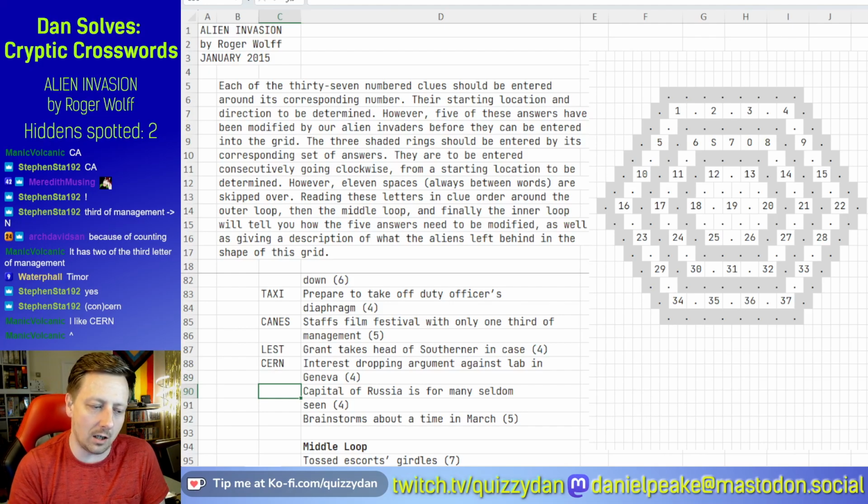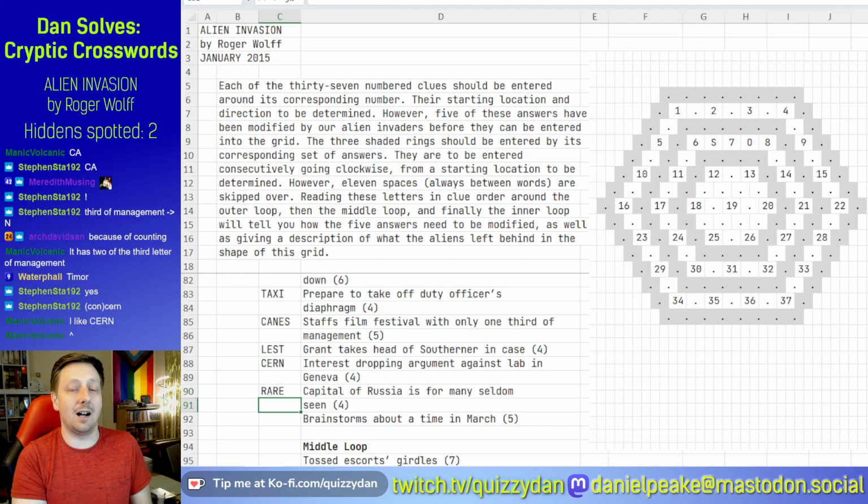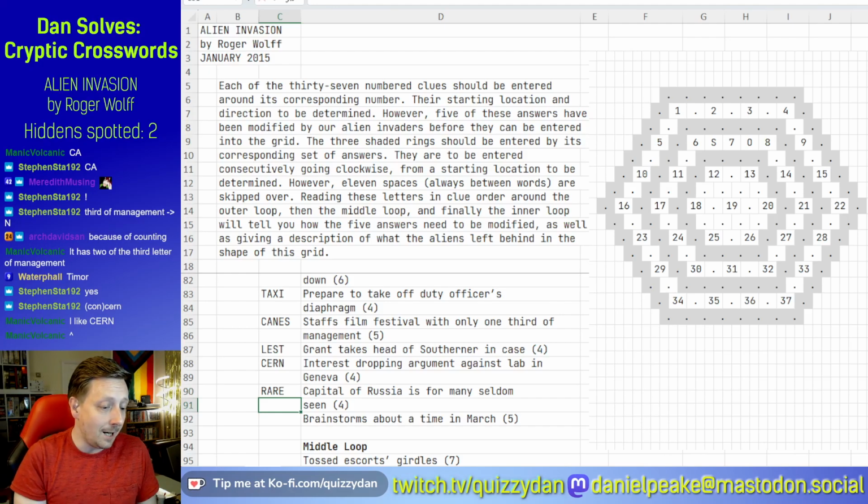Capital of Russia is for many, seldom seen. Capital of Russia, R, is for many, so that's telling us R is, but make it plural, becomes Rs, and seldom seen is rare.